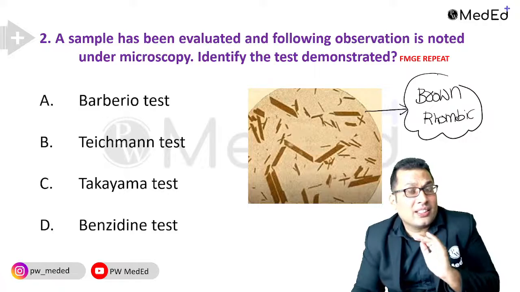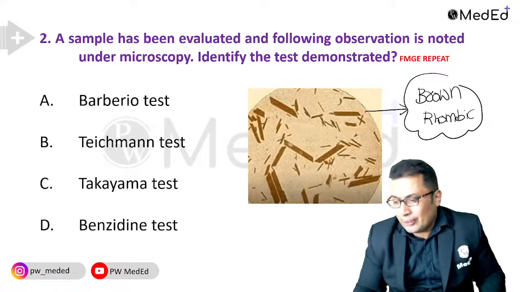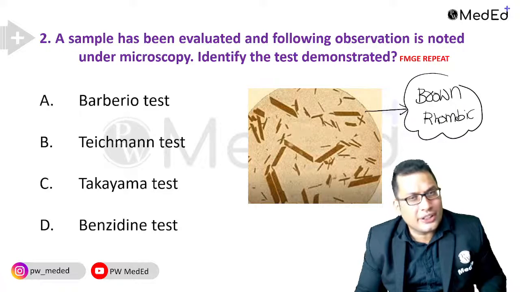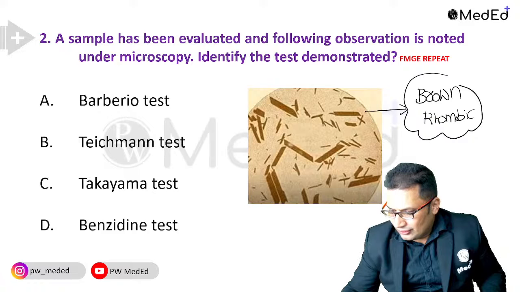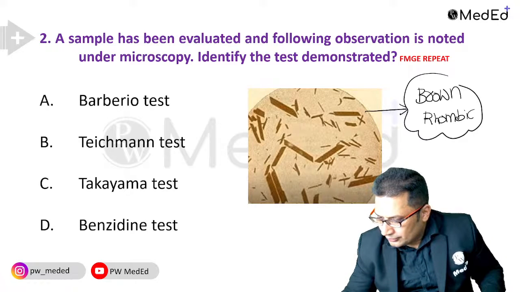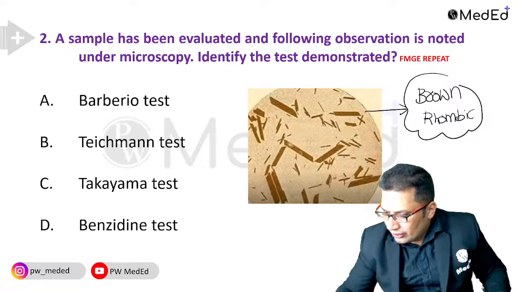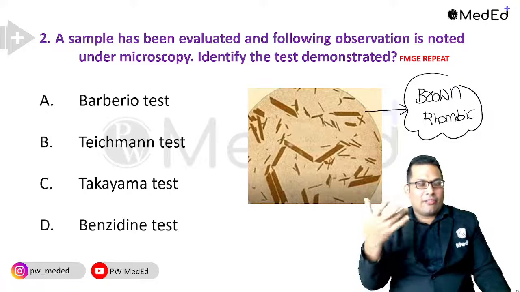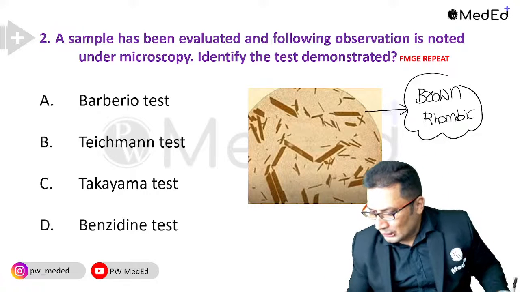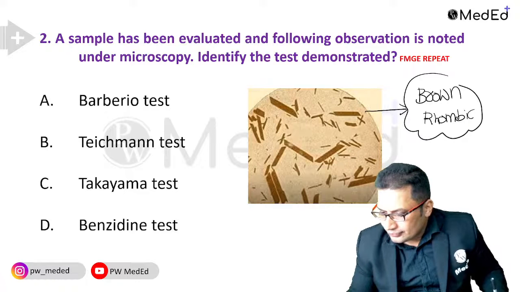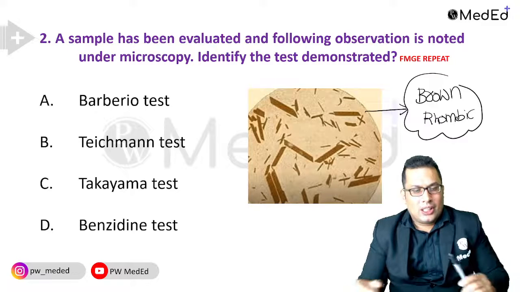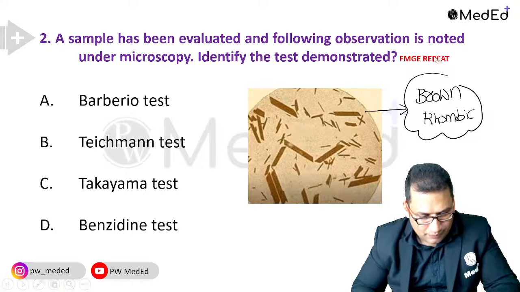And what is the test that is demonstrated? Options are Barberio test, Teichmann test, Takayama test, Benzidine test. Can you answer? Dhananjay Kumar, Music Mantra, Sushant Saptapati, Subhadeep. Can you answer this? Try, you can interact with me. Yes, come on, come on. Brown rhombic crystals. Waiting.